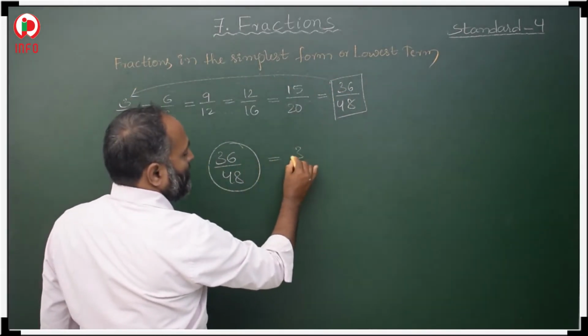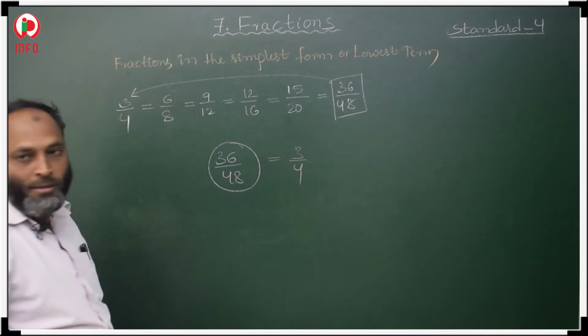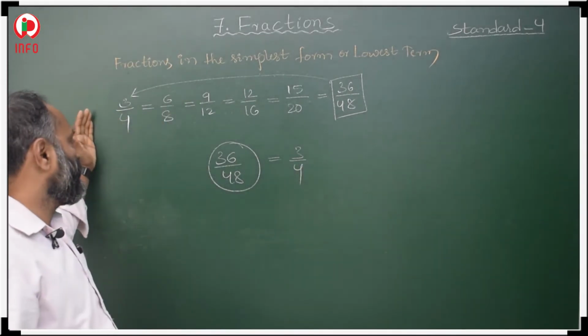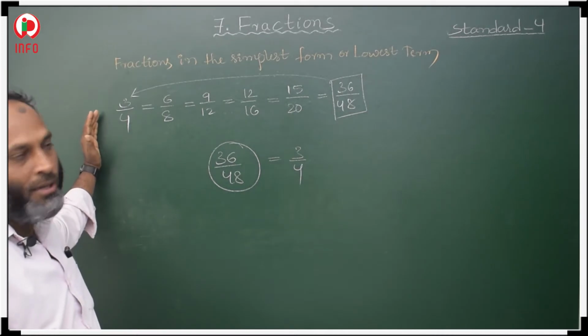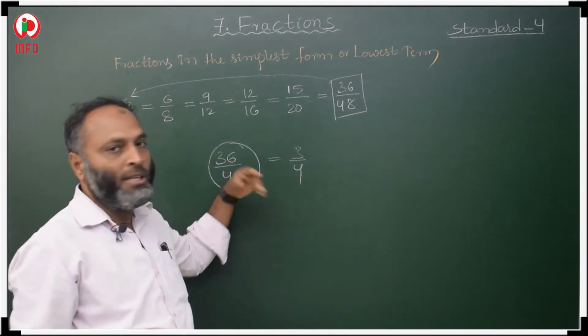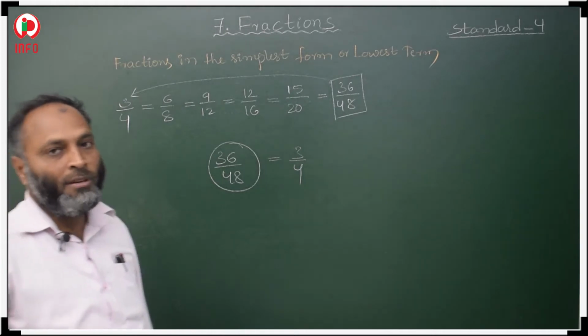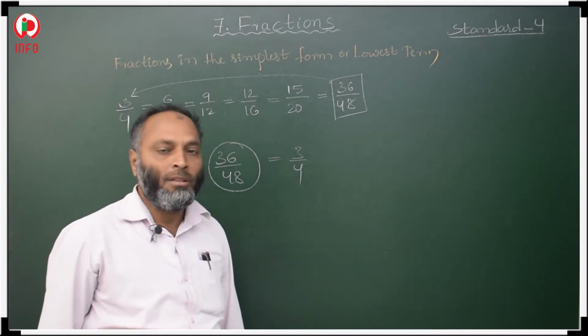So, what is the simplest form? 3 by 4. Okay, simplest form means the first form. So, that is the simplest form. That is the simplest form of the fraction. Okay, students.